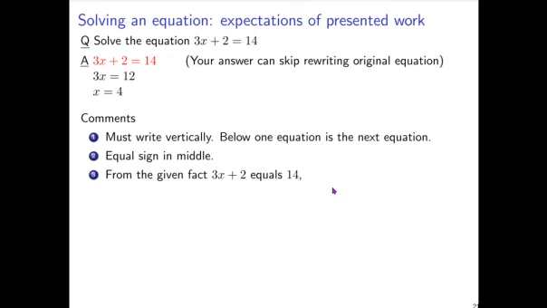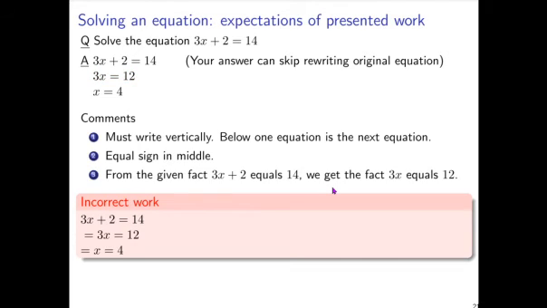What does this all mean? Let's take a look at what's highlighted in red. From the given fact, we were told that 3x plus 2 is equal to 14. From that given fact, by doing something, namely in this case we subtracted 2 on both sides, we get the fact that 3x is equal to 12. That's what's going on. One equation leads to another equation.